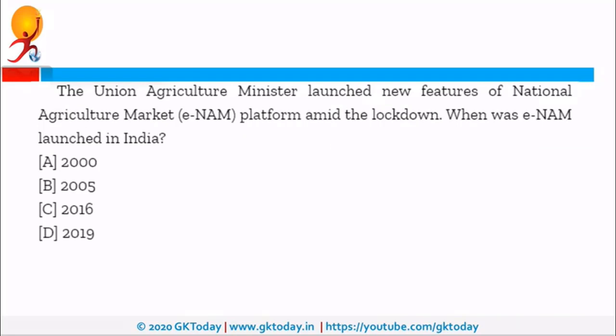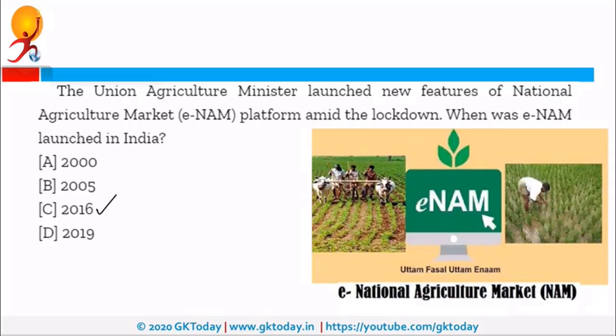The Union Agriculture Minister launched a new feature of National Agriculture Market platform amid the lockdown. Now the question is, when was this e-NAM launched in our country? So this was launched in 2016. So recently new features of this e-NAM has been launched by the Union Agriculture Minister. It is important to note that this e-NAM platform was launched in 2016 as a nationwide electronic trade portal which links APMC of various states. So what is APMC? APMC is Agricultural Produce Market Committee. So with the help of this e-NAM, APMCs are interconnected.